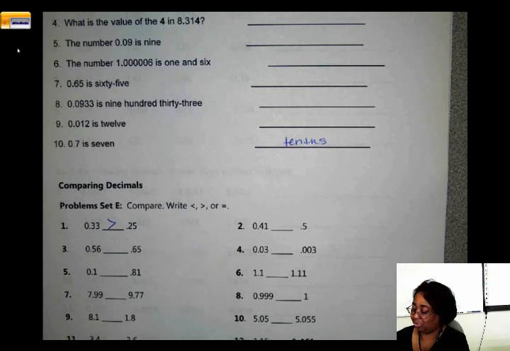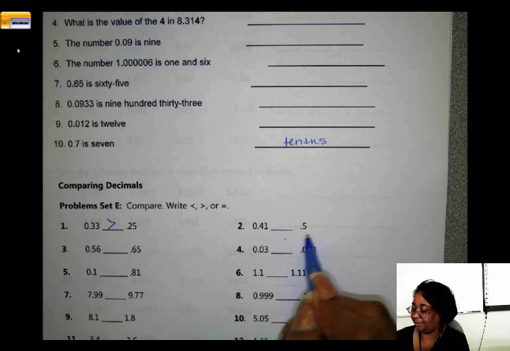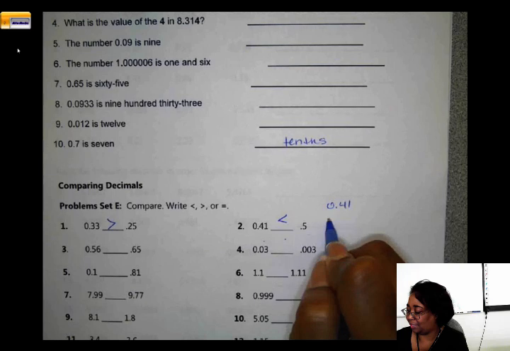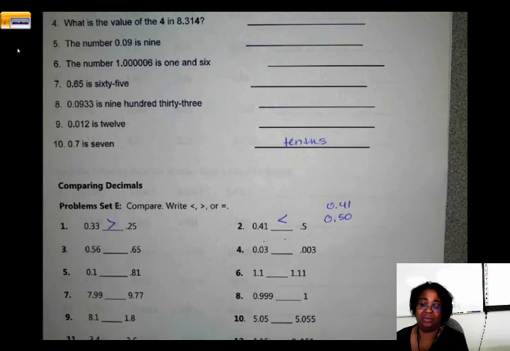On number 2, what symbol should I have? Left, right. No, less than. 0.41 is less than 0.50, okay? You set those up vertically and then compare them, okay? So you guys can finish that one out.